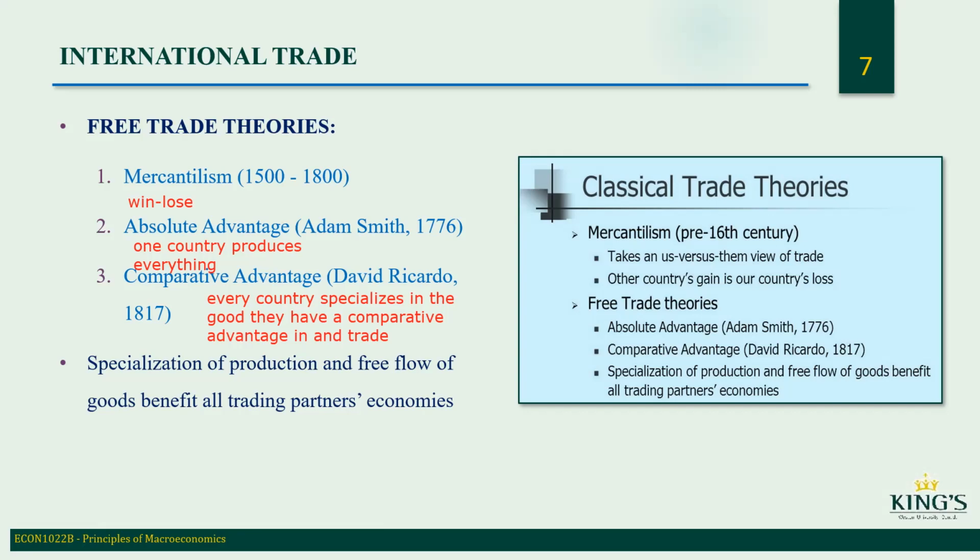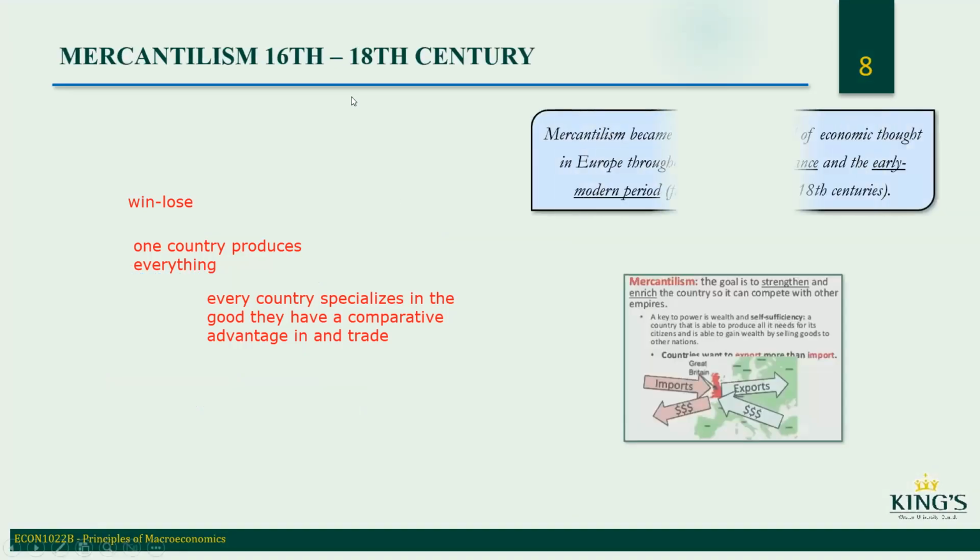And the Ricardian model is basically saying specialize in what you are good at, like specialize in what you have a lower opportunity cost in, and trade it with another country. So that's what the Ricardian model is. So that's what we want out of our trade.